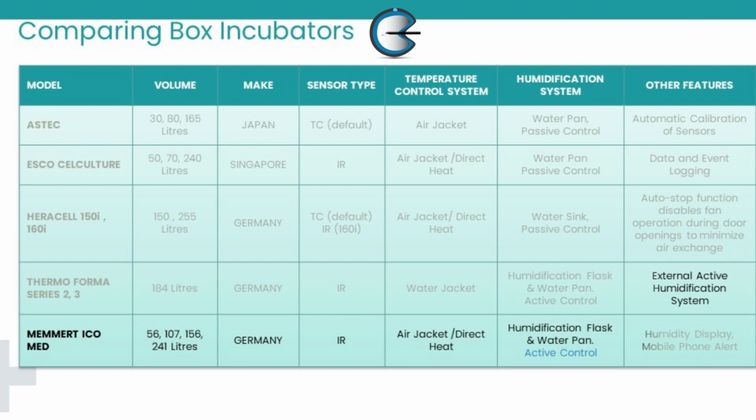And lastly, Memmert. Memmert is the newer one, and it's available in smaller sizes starting from 56 liters. I need to understand why a 56 and why not a 50. So it is made in Germany with an IR sensor, and the temperature control system, however, is air jacket or direct heat, but it is an active control on humidity with an external humidification flask as well as a water pan.